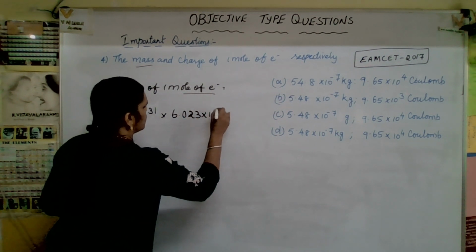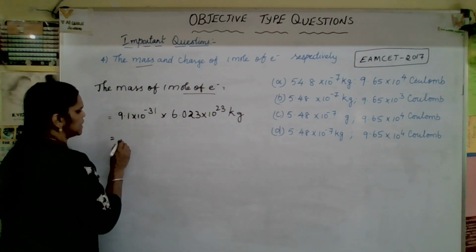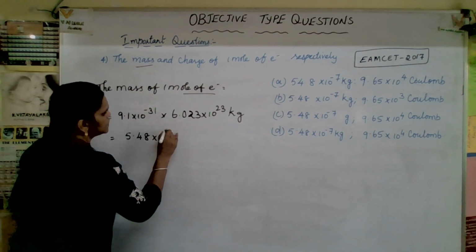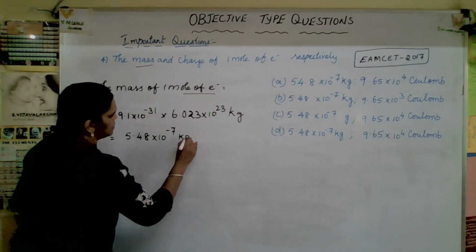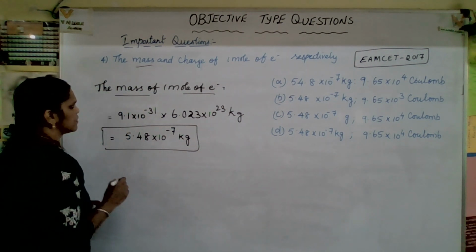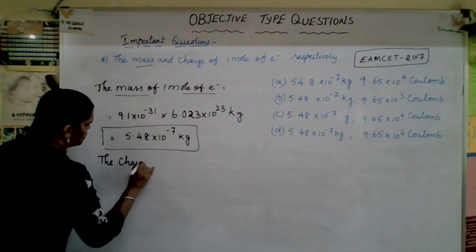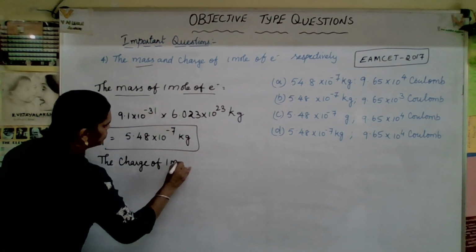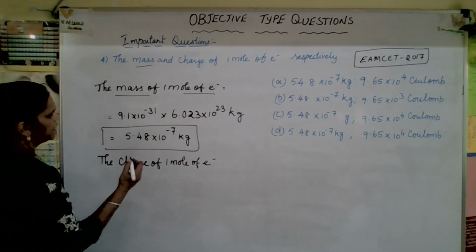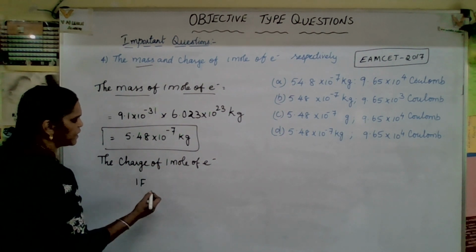6.023 into 10 to the power of 23 kg, right? So what is the answer? You will get 5.48 into 10 to the power of minus 7 kg, right? So this is the mass of 1 mole of electron. Now the second one, charge. What is the charge of 1 mole of electron? Here, 1 Faraday, right? Charge of 1 mole of electron, 1 Faraday.